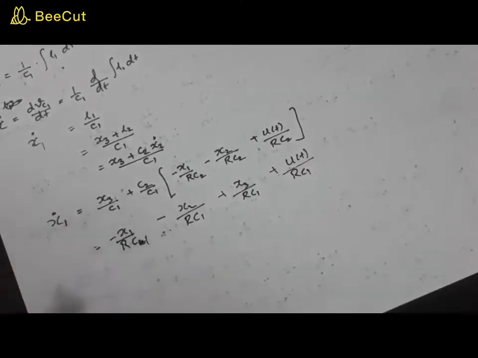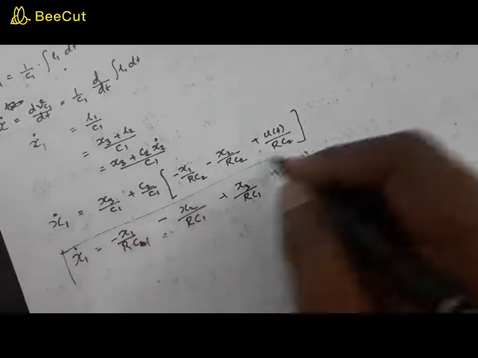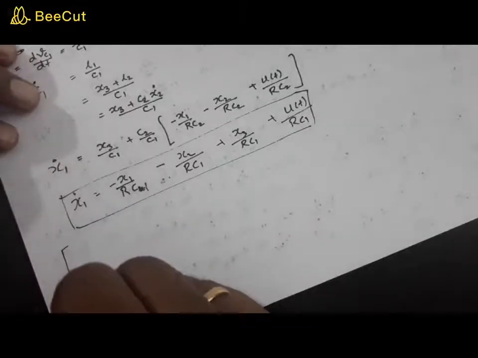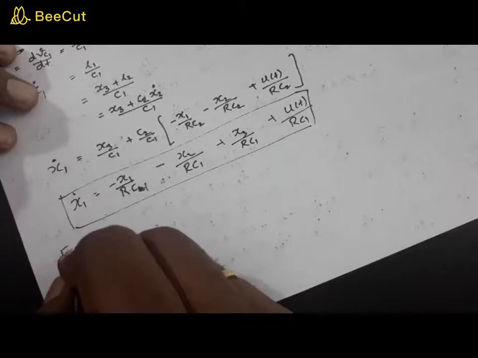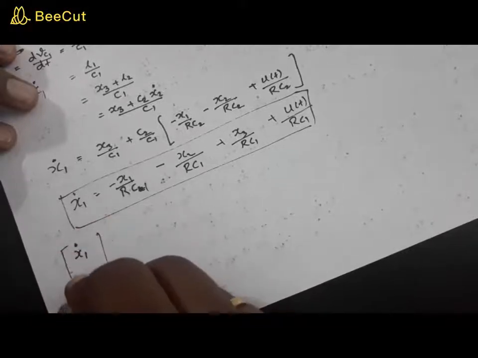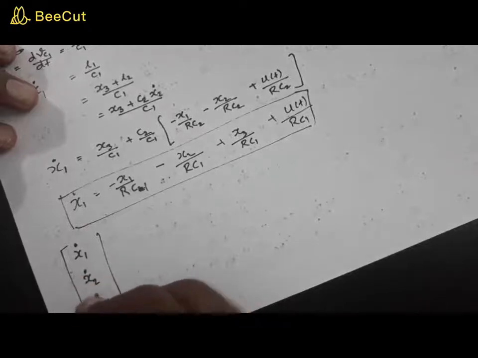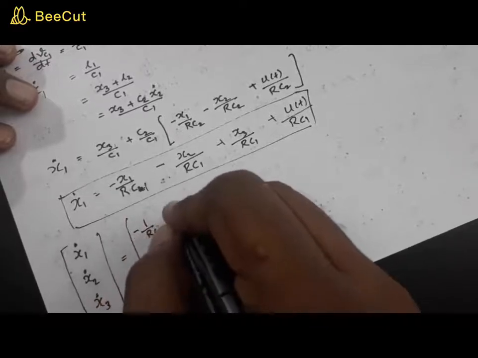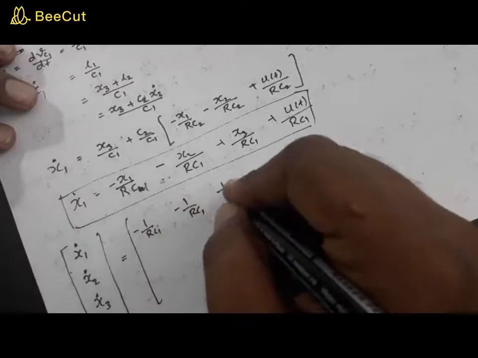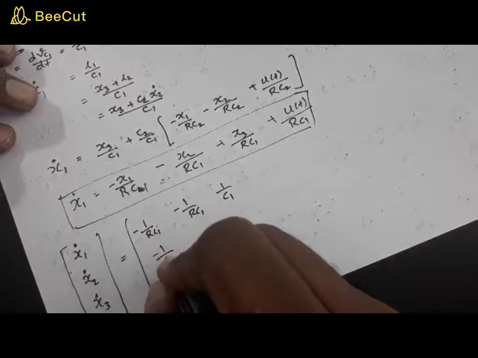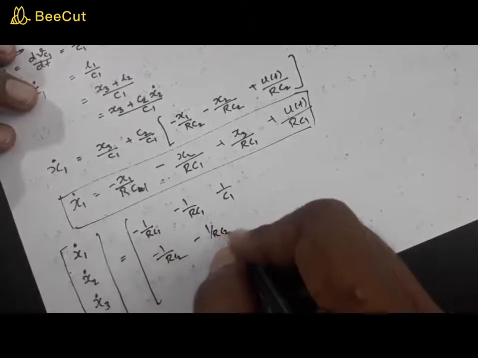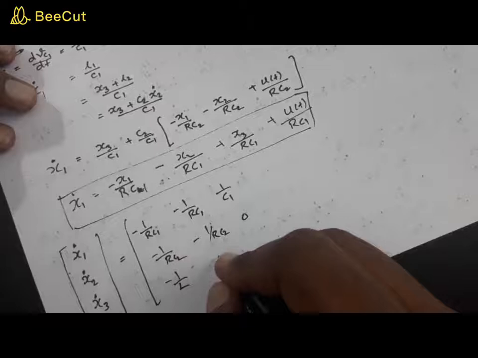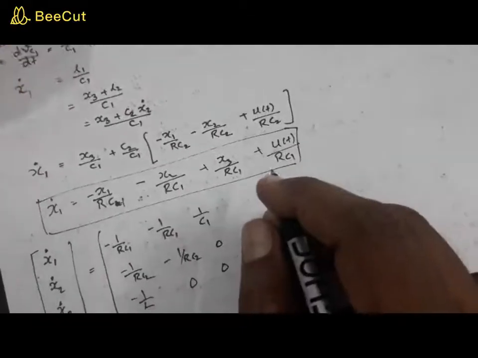So this is the expression. So you got the three expressions, and you can have the state equation as, you will be having a 4 into 1 matrix, sorry, 3 into 1 matrix, x1 dot, x2 dot, and x3 dot, which is equal to minus 1 by RC1, minus 1 by RC1, 1 by C1, then minus 1 by RC2, minus 1 by RC2, 0, then you have minus 1 by L, okay, 0 and 0. So that's your x3 dot.